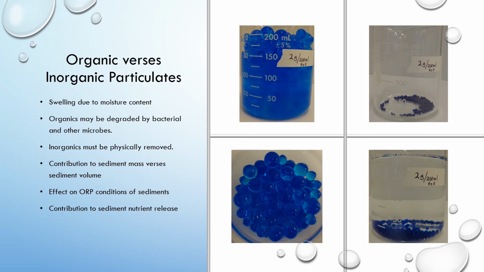So sludge with high levels of organics can lead to a higher volume of sludge, as we see here, but it's a volume that's not very compact and not very dense. So it can lose its structure easily or be moved around easily with underwater currents. However, sludge that has more inorganic particles can lead to more compacted sludge that does not easily resuspend into the water column. Organic compounds can be degraded by bacteria, while inorganic particles cannot be degraded and have to be physically removed.